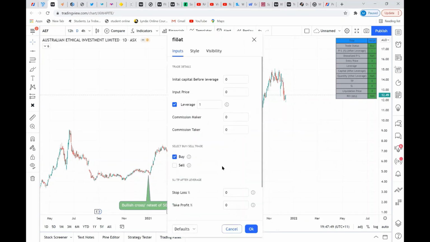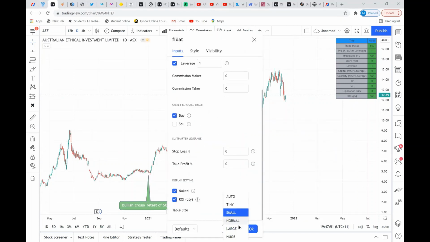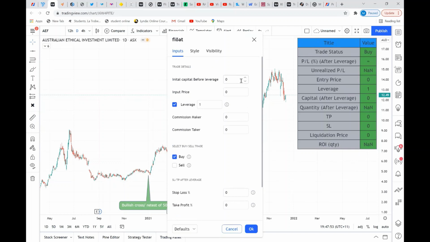So we want to enter in the stock market, this position. I'll put this on large. Initial capital. This is a trade that I'm still currently in, and I remember specifically because I've got it all written down here.